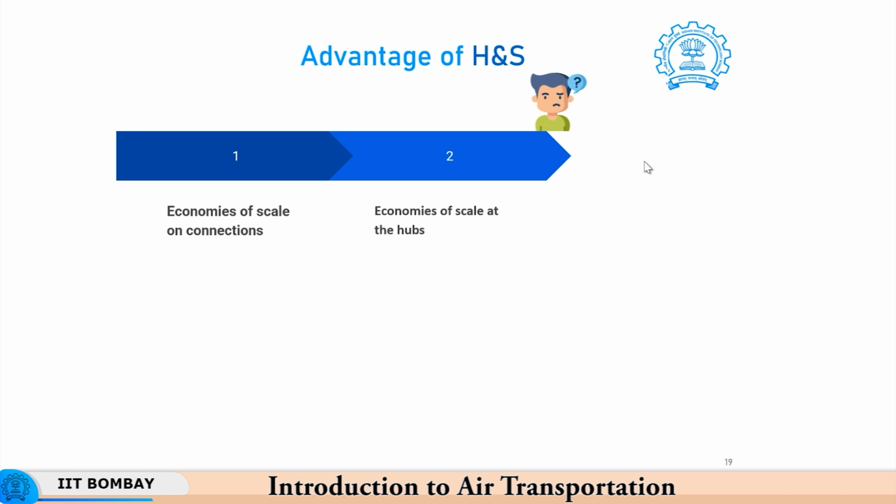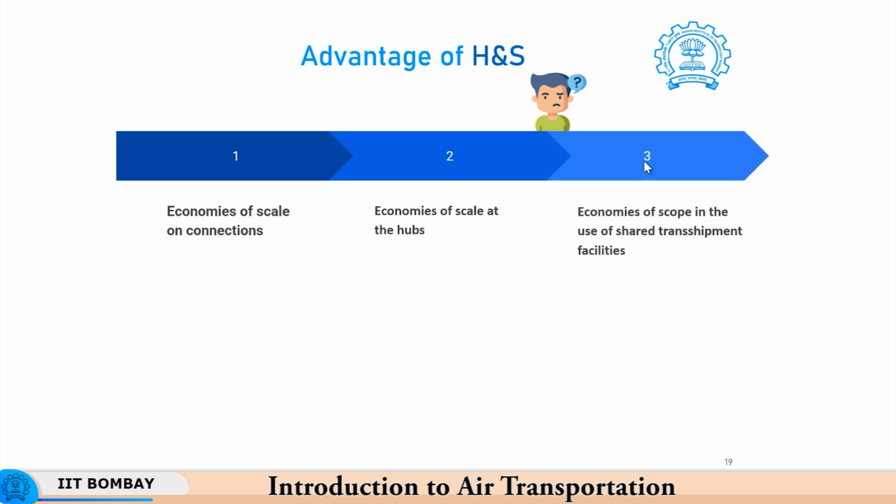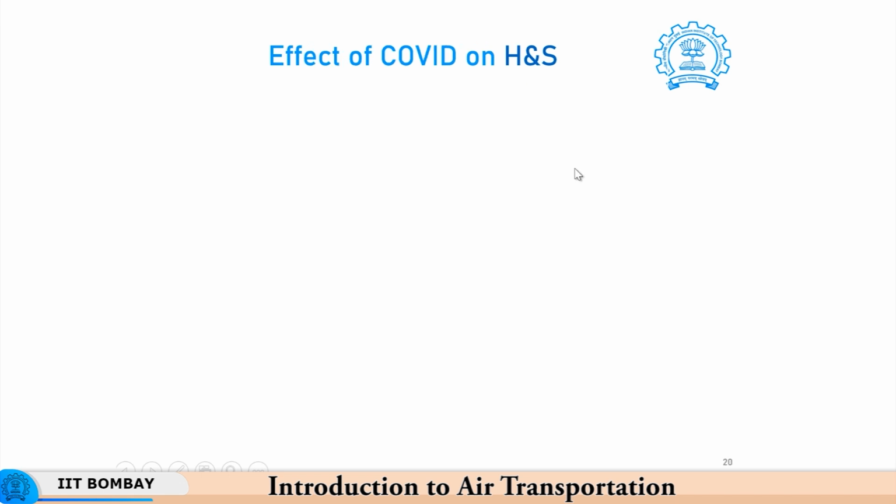So, there is the economy of scale at the hubs also, and then there is the economy of scope in the use of shared transshipment facilities, because now the hub airport has facilities available for transshipment, and those can be optimized and used. So, these are the advantages of hub and spoke network.